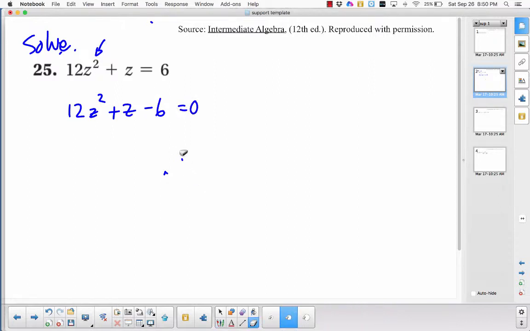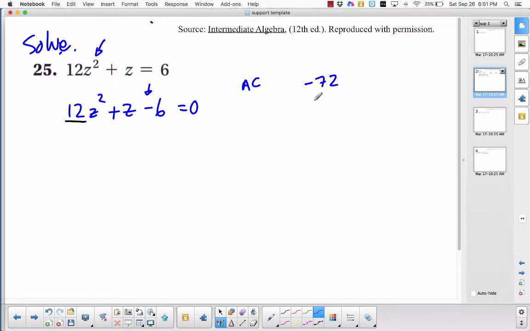Now, a couple of different ways to solve this question: because there's a number out front, you could use the AC method, or you can solve it by guess and check. I'll maybe try the AC method. So 12 times negative 6 is negative 72. So I have to find two numbers that multiply to 72 and have a difference of 1. I know it's a difference because this sign is negative, so they have to be different signs.